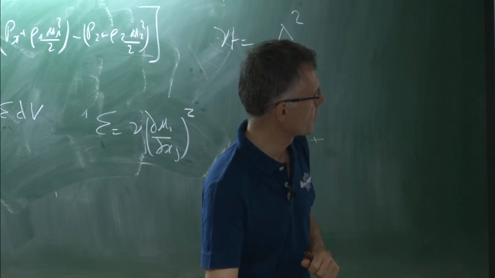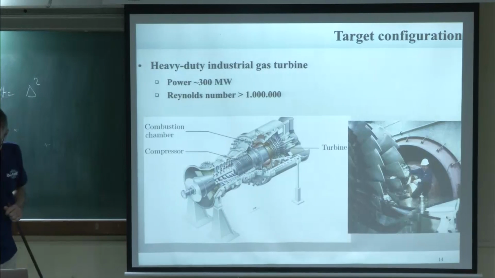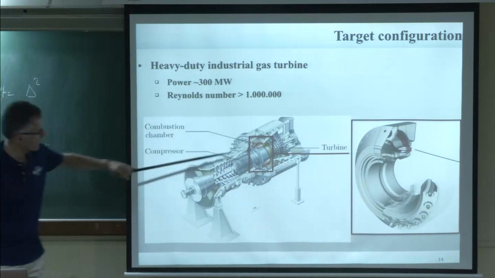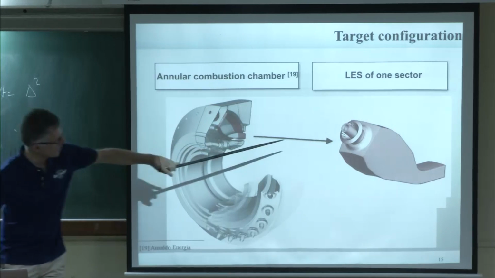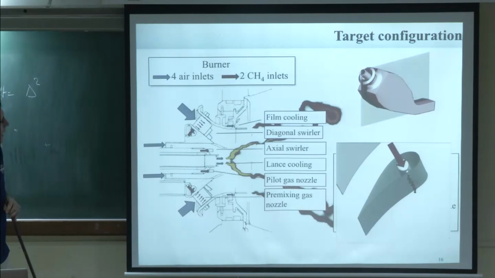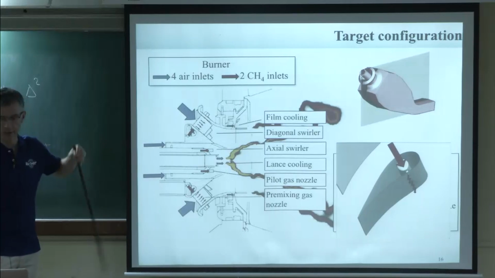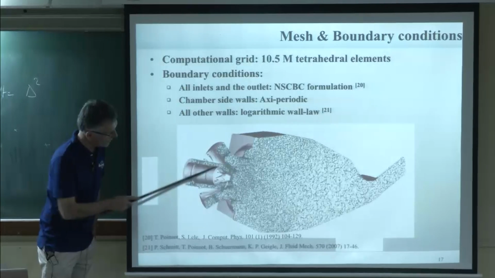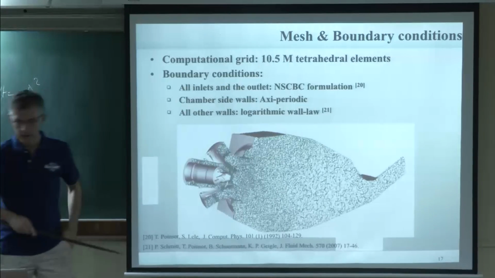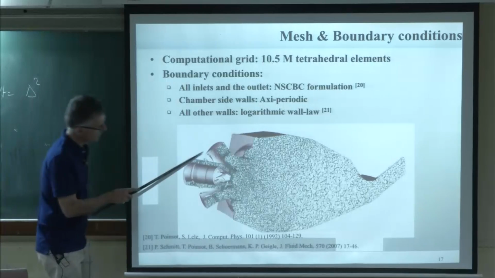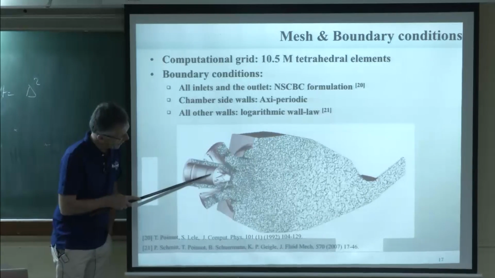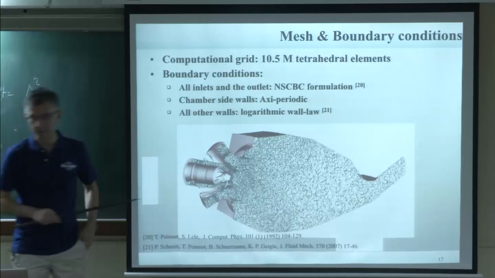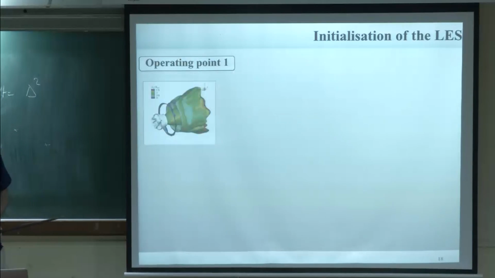So the target configuration, you've seen it already. That's the classical power generation system derived by Siemens and then sold to Ansaldo. We're looking at one chamber here. This is the mesh that we use for one sector. And this is the famous system where we have all these things working at the same time. Injection of air by the diagonal swirler, by the axial swirler, and then we have fuel. And this is a case where we inject fuel, which is methane, here, and also here using the pilot flames. So the exercise I want to do with you now is show you this test case.